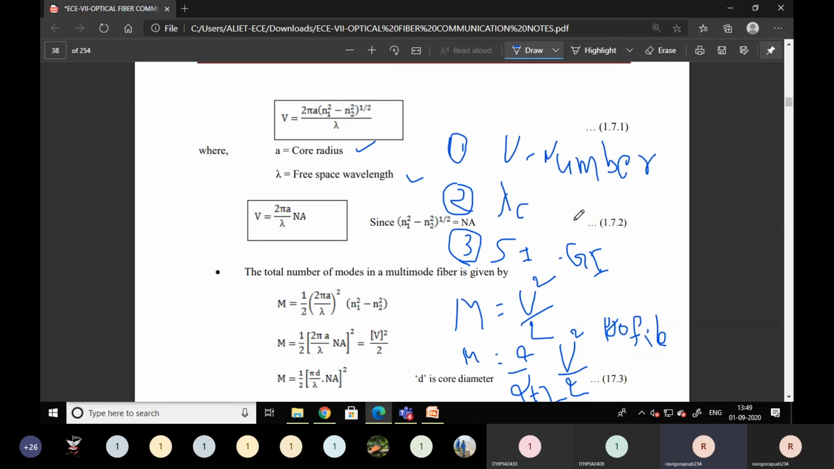And based on these parameters, we have some problems. We'll discuss all those problems. Before going to discuss problems, we must know what the V number is. V is 2 pi a by lambda into NA. NA is the numerical aperture, lambda is wavelength, small a is the core radius. For example, I am taking step index fiber.